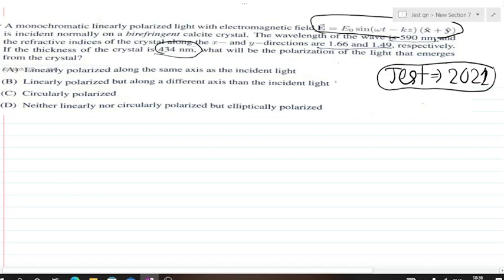from the crystal? Basically the question is, if this is the calcite crystal and this electromagnetic wave is coming, containing x cap and y cap, then what will be the emergent light polarization?